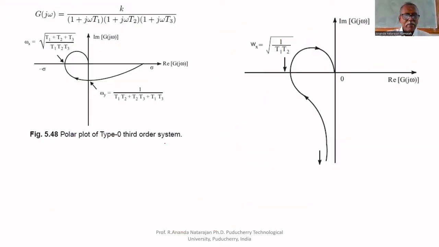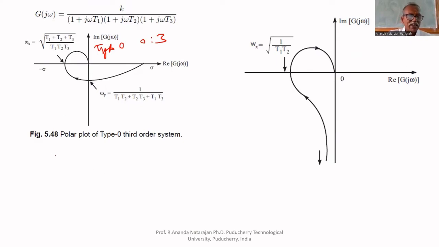Suppose I am taking a type 1 system. By seeing this plot, you can tell what the order number is. What is the order number? Type 0, third order. So by looking at the polar plot, we can tell the order and the type number.